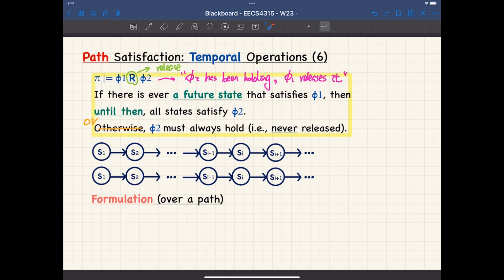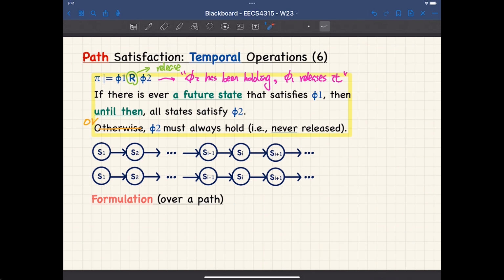Jora, question. When phi 2 is true, we want phi 1 to be 100% false, whereas in the other one we don't really care. Okay, well, that seems to be the interpretation from here, but let's see what the formulation tells you.